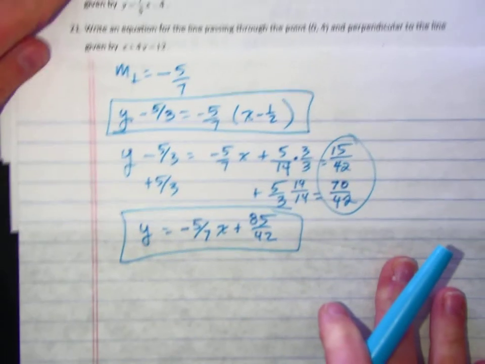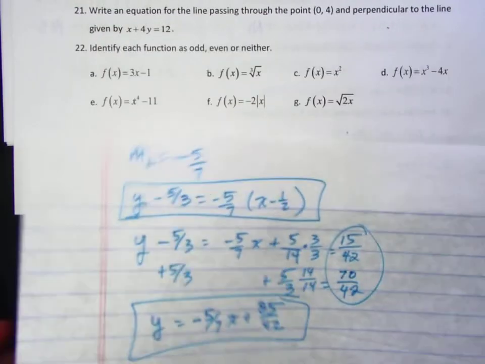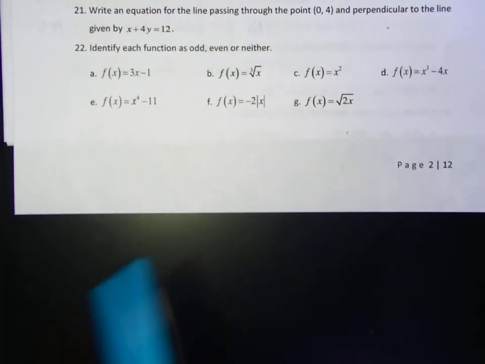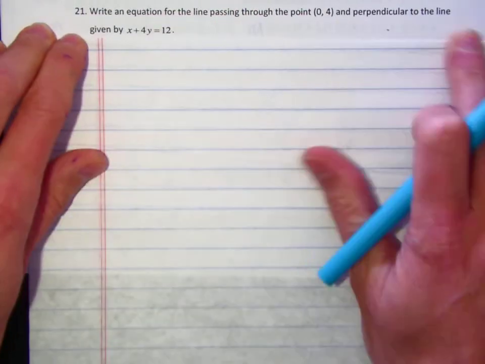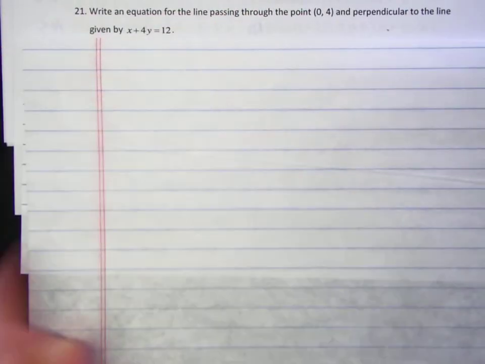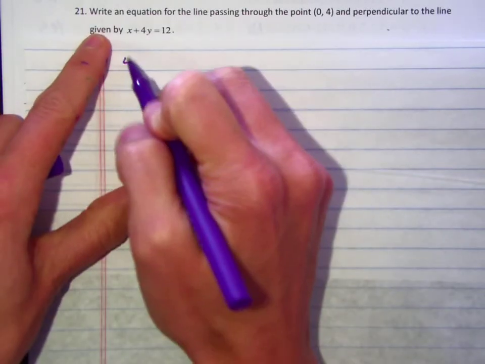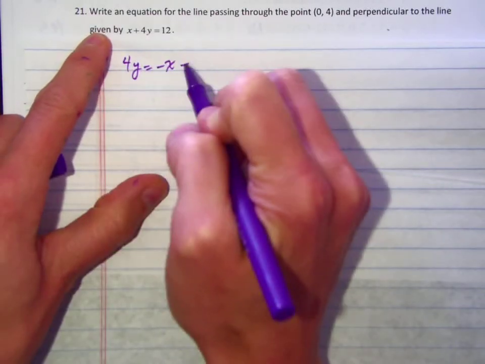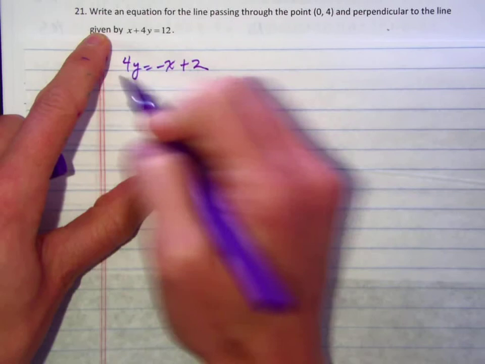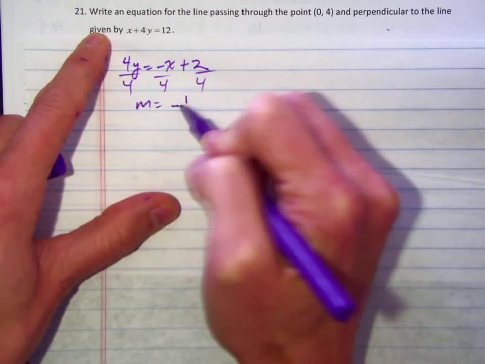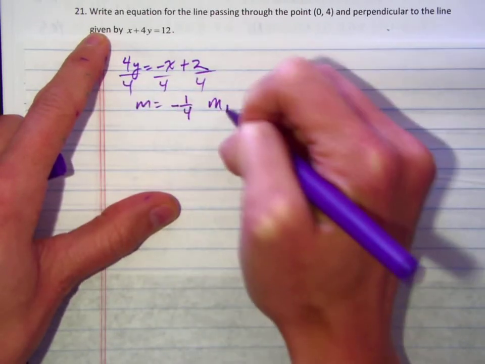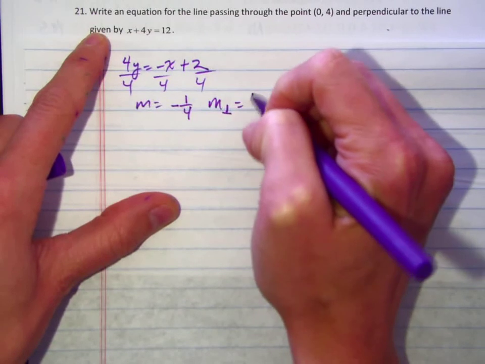All right, for 21, same idea. If we want the perpendicular line here, to get the new slope, we have 4y is negative x plus 12. I'm moving the x over, divide everything by 4. So my current slope is negative 1/4, which makes my perpendicular slope positive 4.